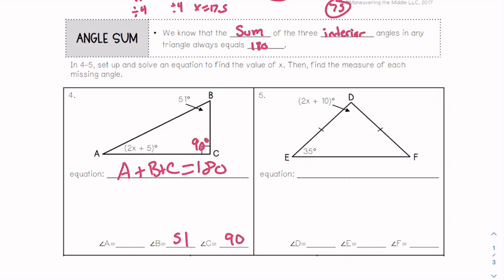So to find the third angle, we're just going to subtract. We're just going to do 180 minus 51, and then minus 90. And that's going to tell us what angle A is. And that is 39.